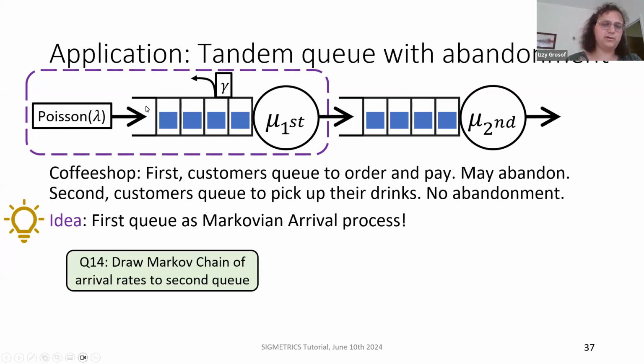So what I'd like you to do is draw a Markov chain corresponding to the arrival rates from here to the second queue. What different states are possible in the system, and what completion rates, and thus arrival rates, of the second queue do they imply? I'll give you a chance to think about that for a moment.